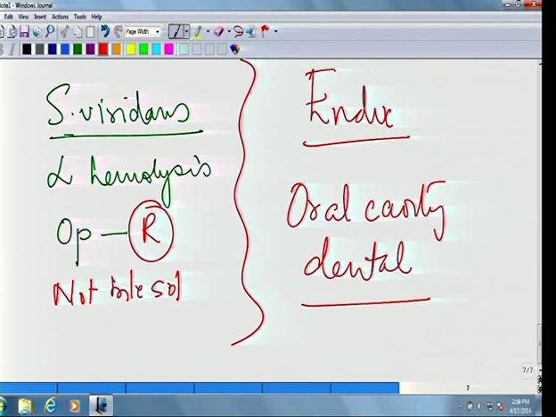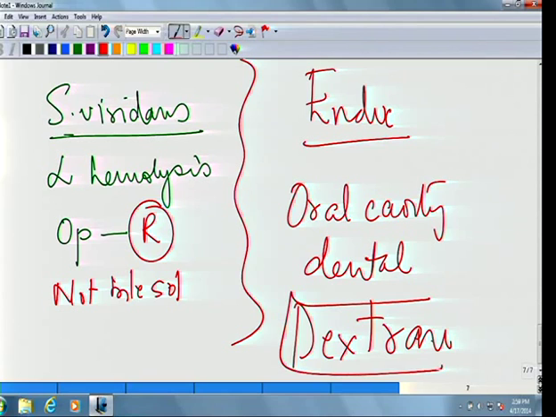What's the virulence factor of viridans? Dextran, yes. Dextran, the sticky substance. Because viridans produces dextran or sticky substance, it can stick to teeth. The group of bacteria, Streptococcus viridans, Streptococcus mitis, salivarius, they are all generally called viridans streptococcus. They can adhere to teeth because of the dextran, and they are associated with dental caries.